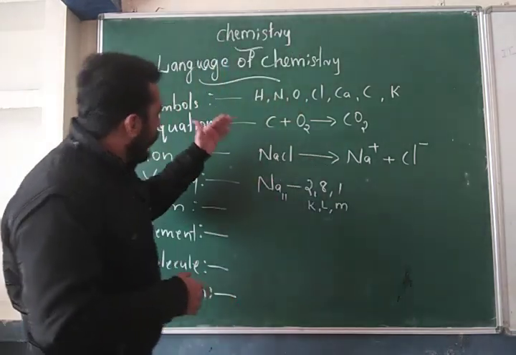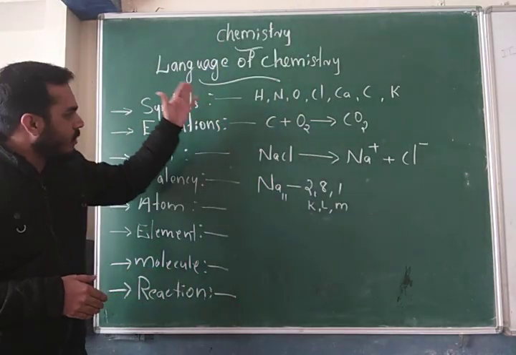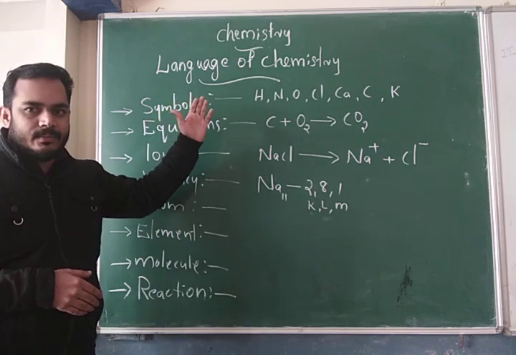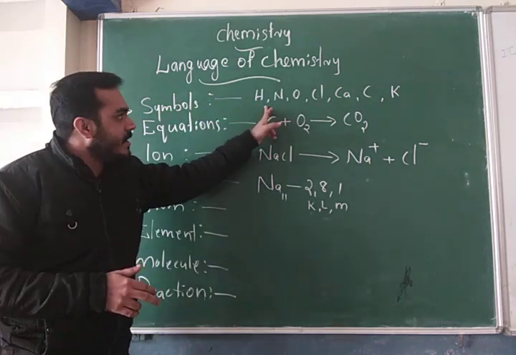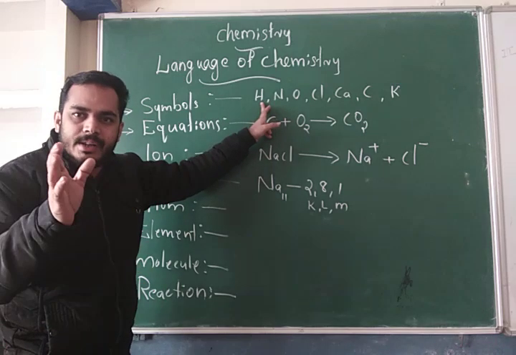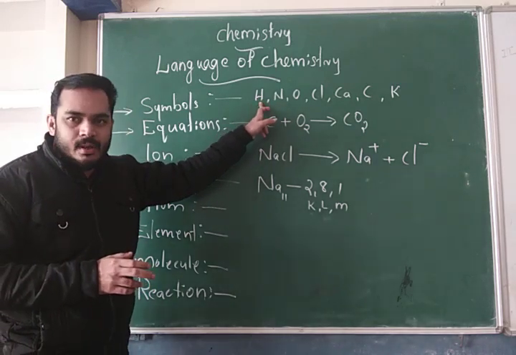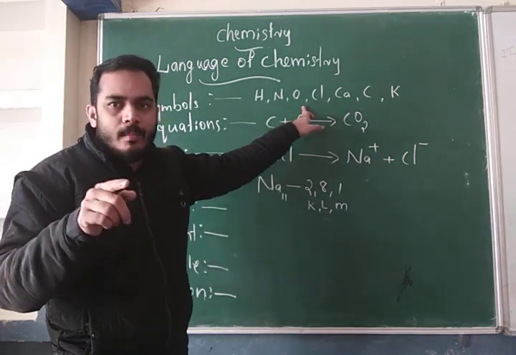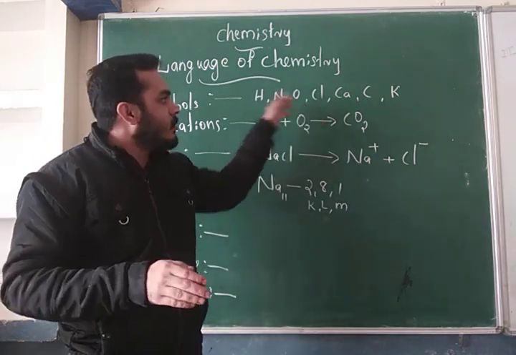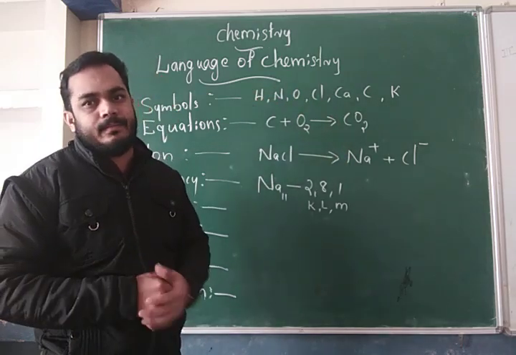So here, the language of chemistry. The first one, symbols. I hope all of you know this one. Symbols means, for hydrogen, the short form we write is H. And nitrogen, N. Oxygen, O, and chlorine, Cl. So these are the symbols.